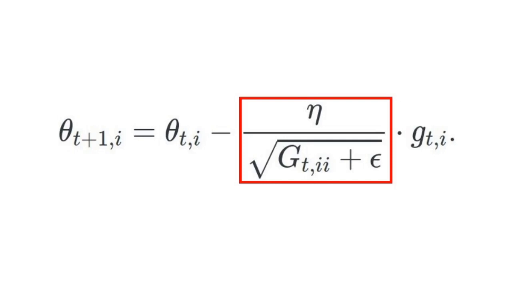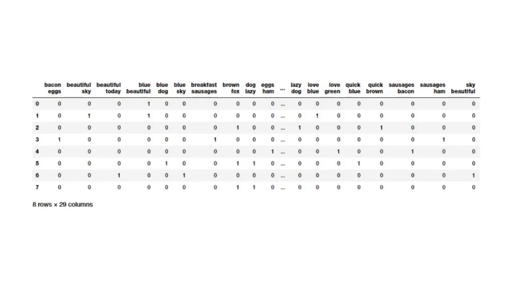So this is why this algorithm is great for text and image learning, as they tend to have a sparse feature set. Like here we have some feature space of a text classification, and you see there's a lot of zeros and ones, but there are way more zeros than ones.